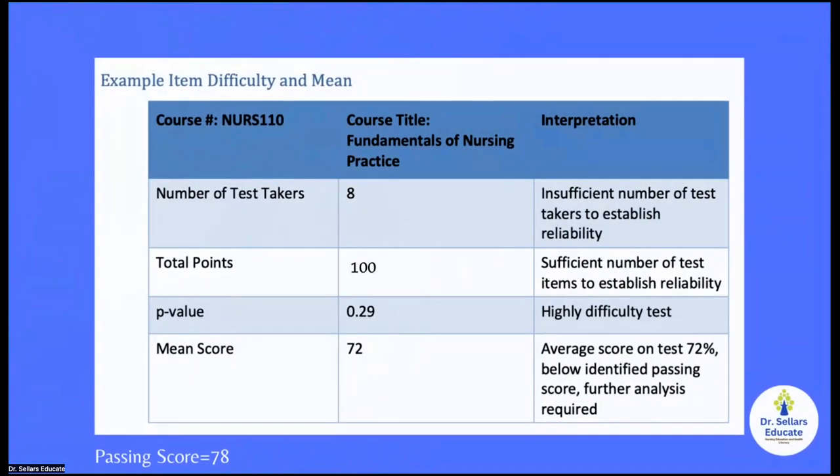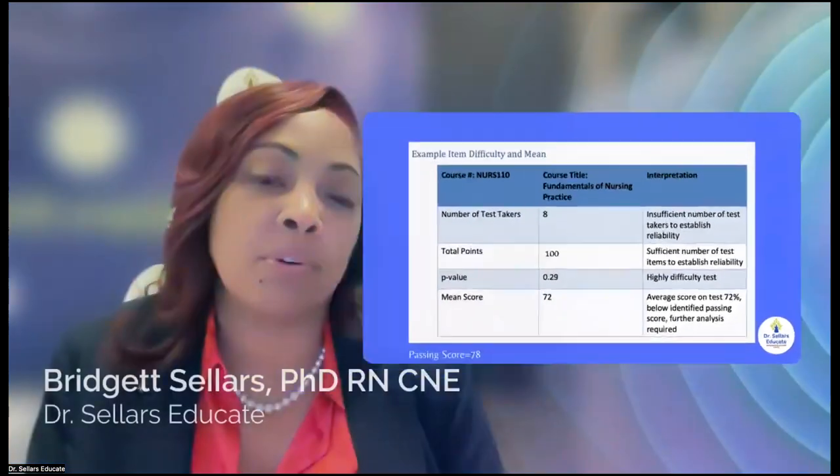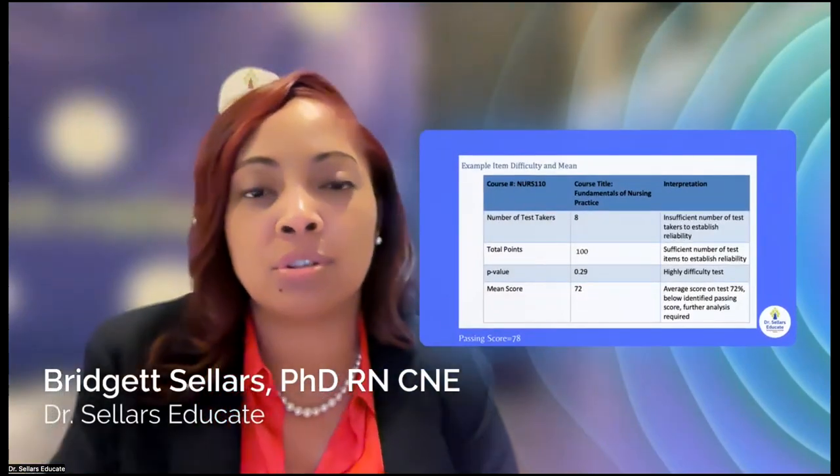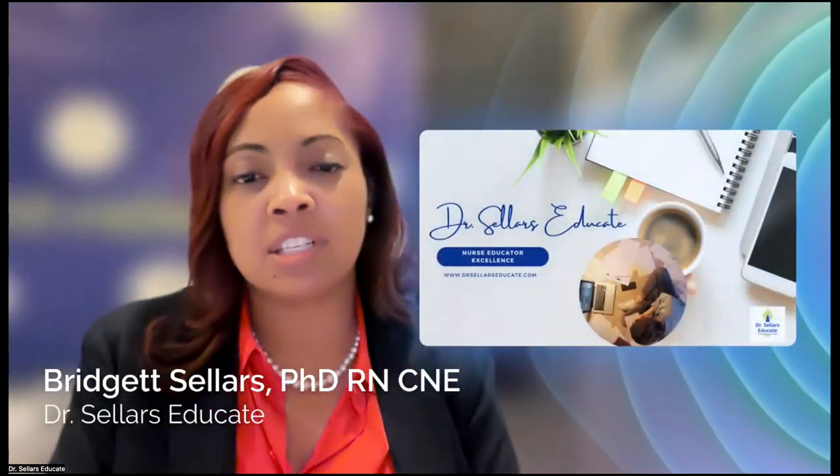And then mean score of 72. Well, we know, and I didn't make this point, but you probably saw it, the passing score is 78. The average score on the test is 72. That's below the identified passing score. So we want to do a further analysis to determine whether or not there is some opportunity for us to improve the questions or to improve the content. Okay, so those are the two considerations that we want to explore.